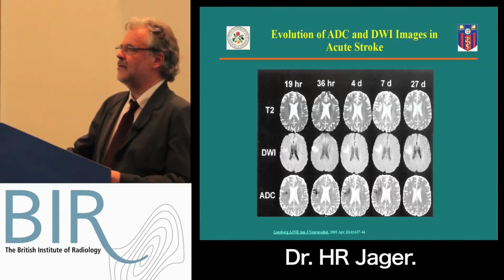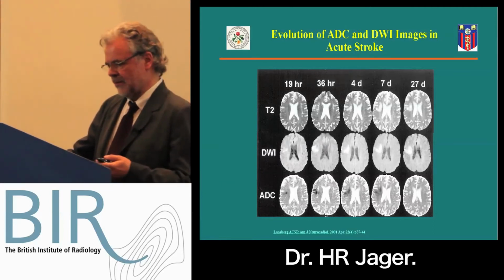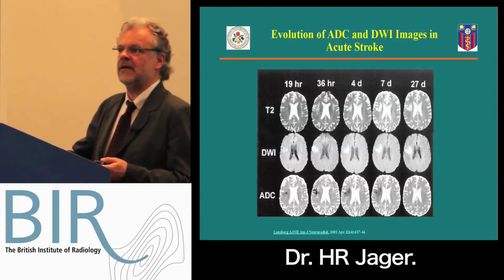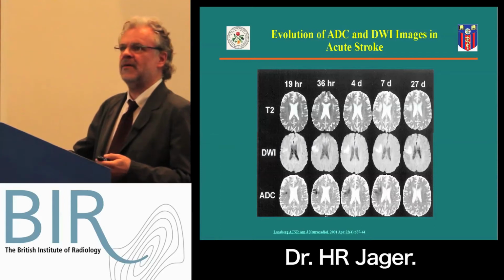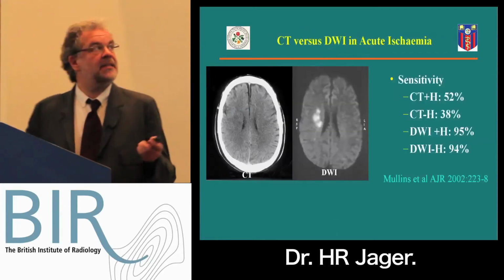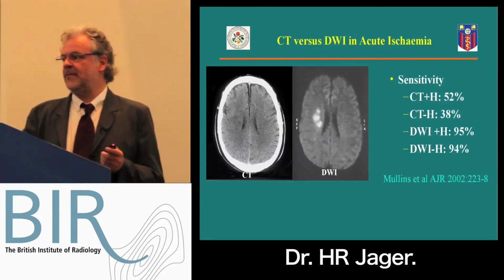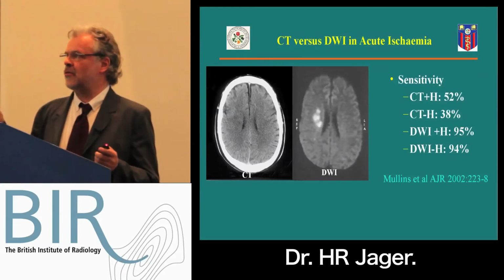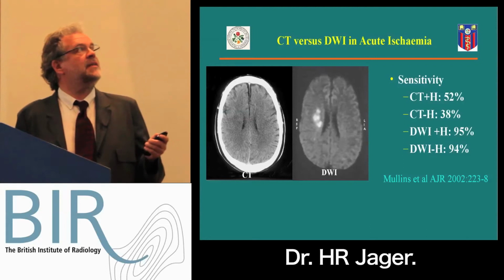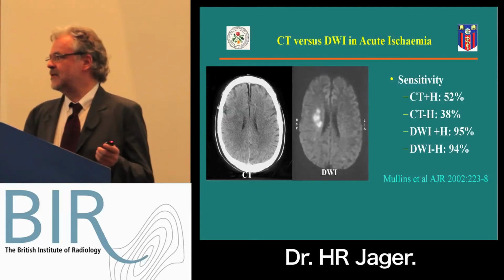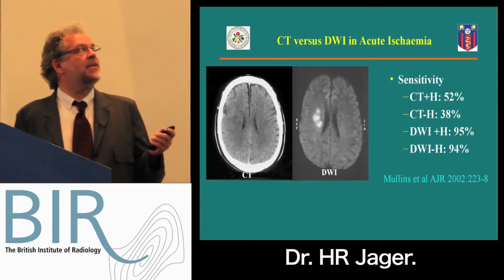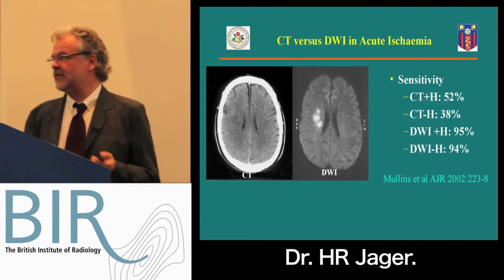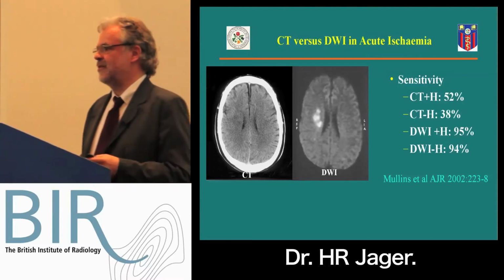The other landmark paper was from Boston, from the Massachusetts General. They had over 600 patients who had CT and MR, and they looked at the sensitivity of making the right diagnosis of the stroke, the right location. CT with history was 50% accurate. That's without CT source data, that wasn't around then. CT without history was 38% accurate. MR with history 95, MR without history 94. So you don't need a history from the MR.